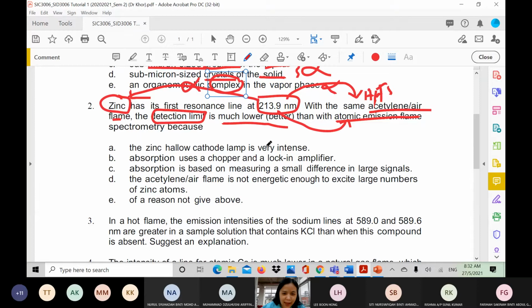So why do you not pick other answers? Why do you think B is wrong? Absorption uses a chopper and a lock-in amplifier. So do you think B is not the correct answer? Otherwise you won't pick A, right? Yes, but I'm not sure about the other answers, Doctor.